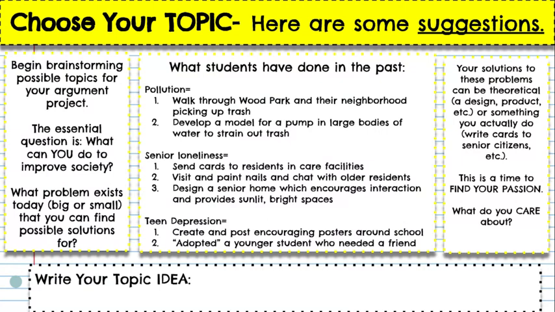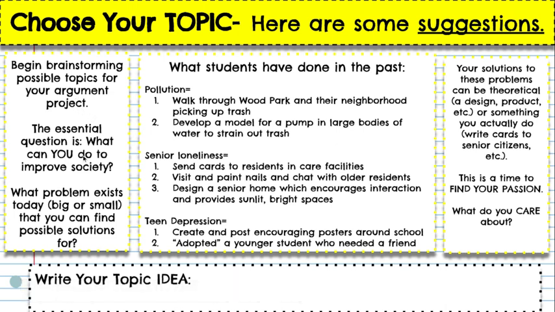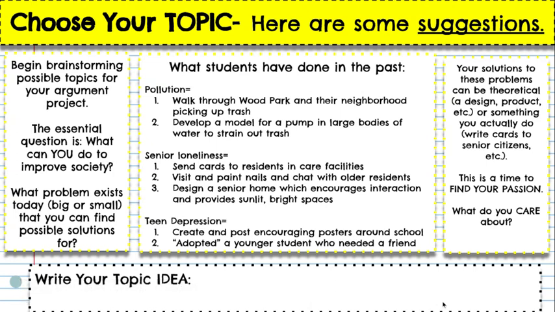Okay, for this particular slide, what I ask you to do is begin brainstorming possible topics for your argument project. The essential question, again, that we are coming back to is what can you do to improve society, right? What can you do to make the world a little bit better? What is a problem that exists today, whether it's a big problem or small problem, that you can find possible solutions for? So, in this blank spot below, you were supposed to write your topic idea.